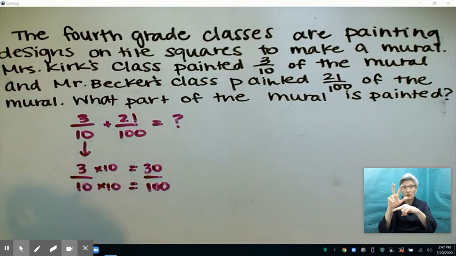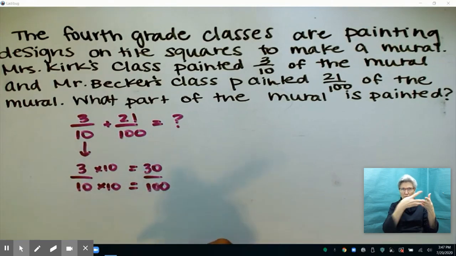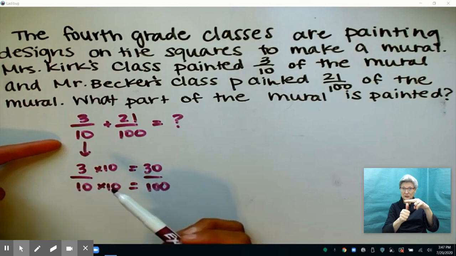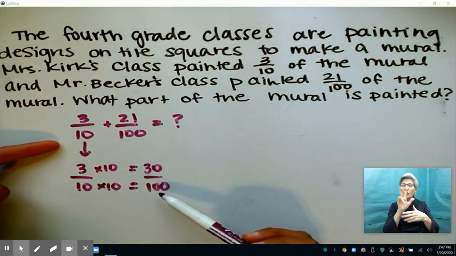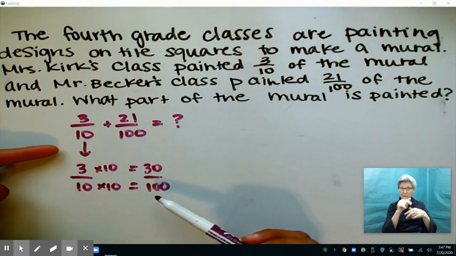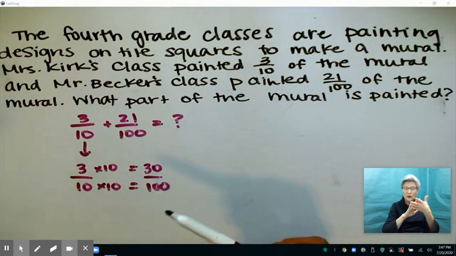If you think back to when we were shading in models, right, our 10 grids and our hundreds grids, for 3/10 we would shade in 3 columns, and we would do the same thing for 30/100, right? And so we know that these two fractions are equivalent.